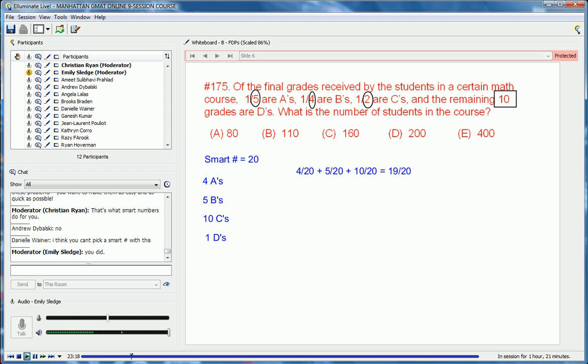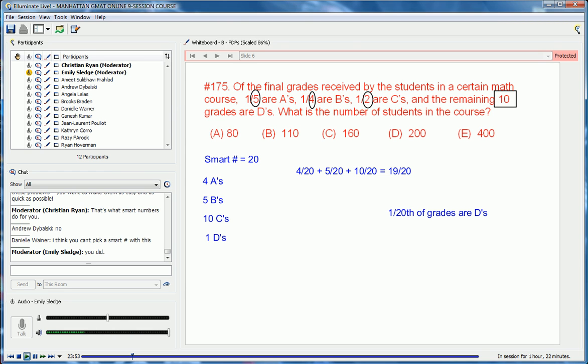Yeah, that's pretty much what you have to do. You have to add up all these fractions and see how much of the total of the class that is. And then you can sort of back into what fraction is left over. And so our smart number that we tried to use earlier isn't gone to waste here, because we're adding 1/5, and the common denominator is 20. So we can add those 4, 5, and 10 in the numerators. But what that implies is that 1/20th of the grades are D's.